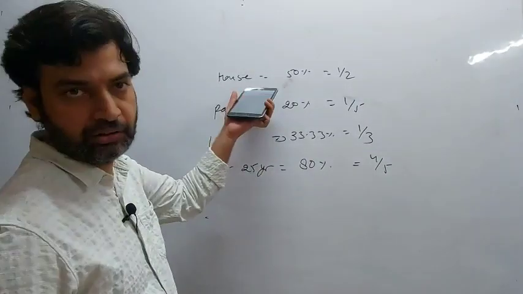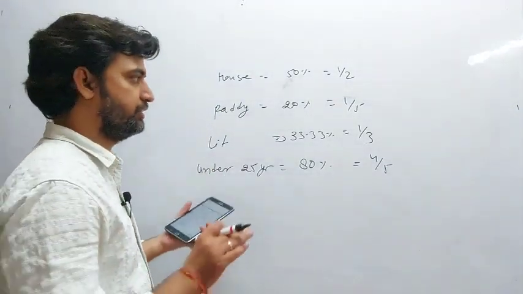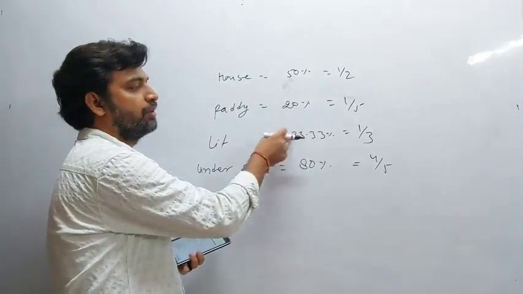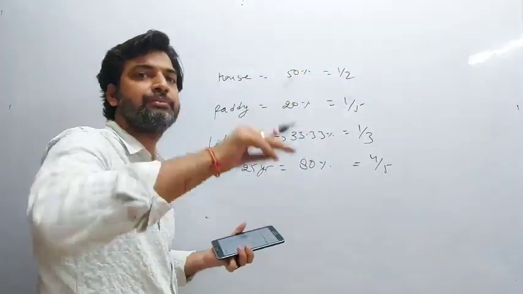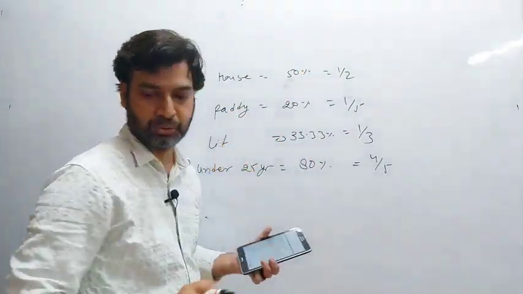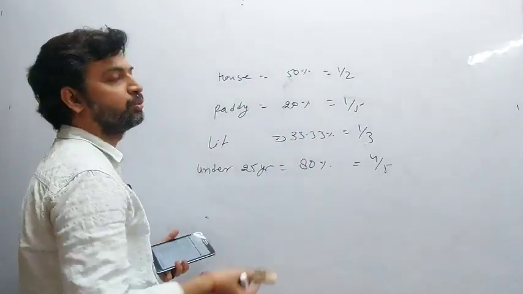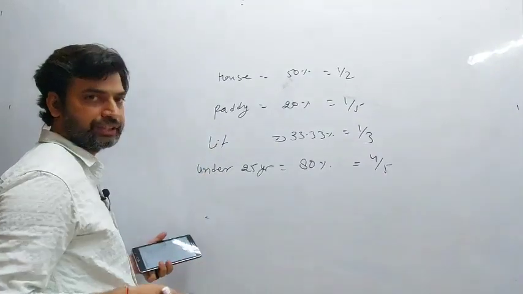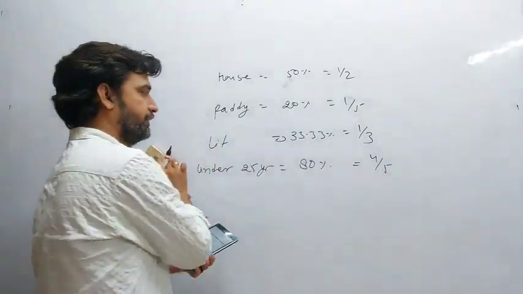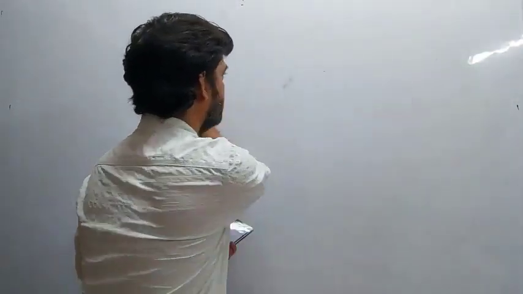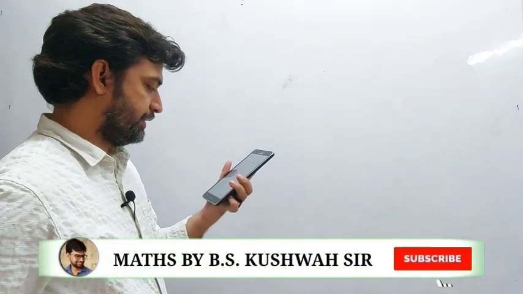This is wrong. So the answer is what? Some villagers under 25 years age are literate, because overlapping is there. If the sum of these values is above 100%, that means some portions are available in these two, a common portion is there, right? So this is giving you more than 100. That means some common portion is there, means overlapping. The intersection part is there. So that means some persons under 25 years age are literate. Clear?